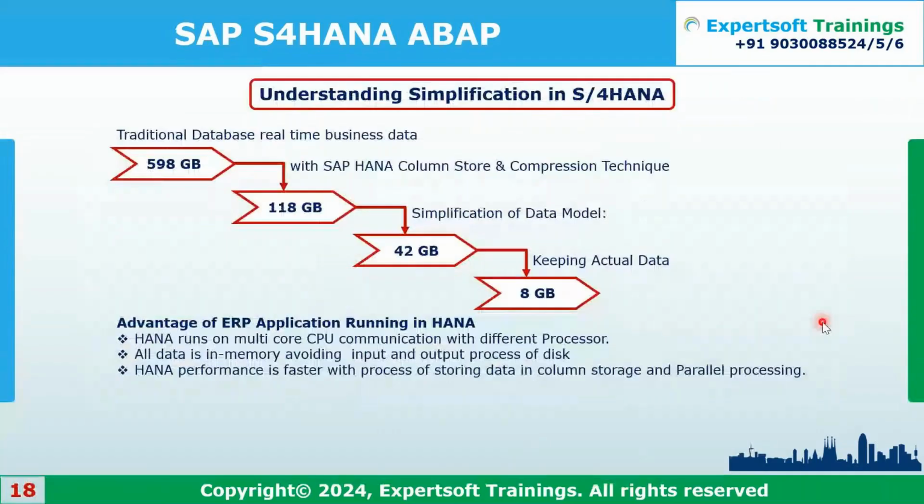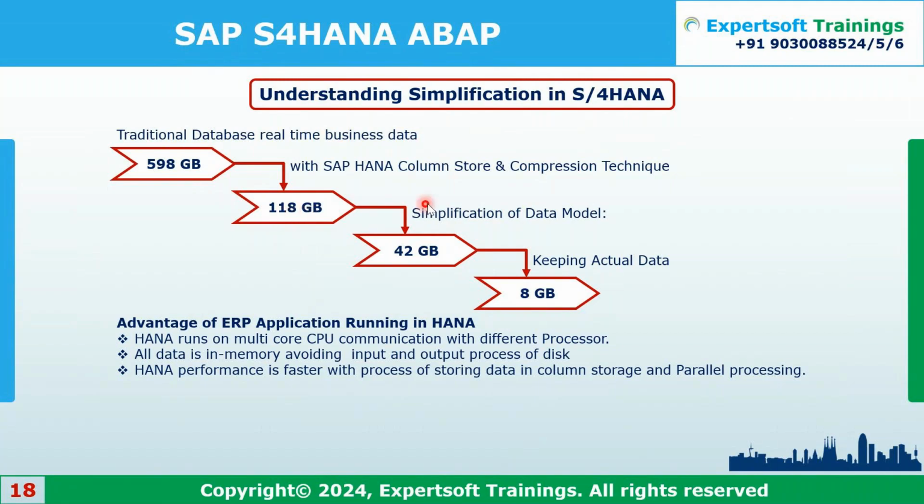Now, this is just for understanding, taken from SAP delivery sessions. Suppose a customer had an older system with 600 GB of data. When he changed to the S4 HANA system, which uses column store as a compression technique, that data was converted into 118 GB.